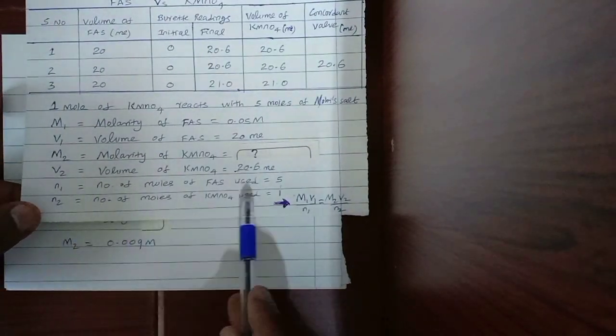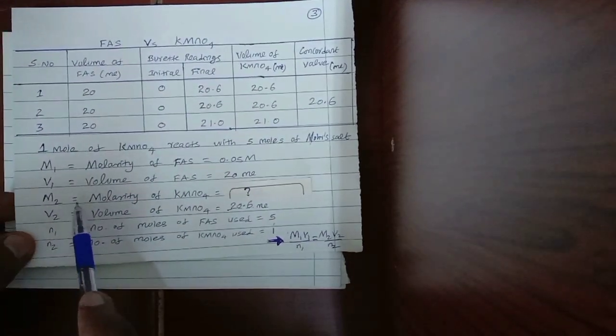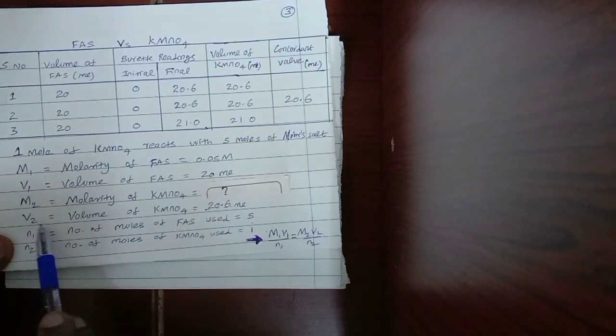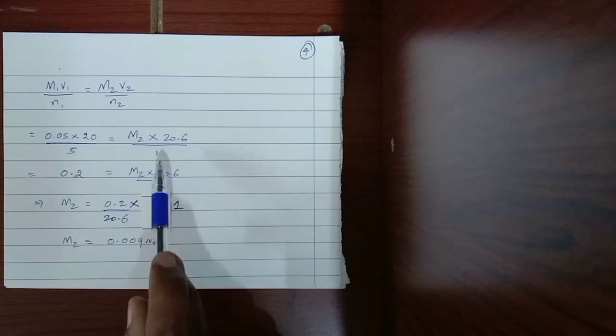Yeah, N1 it is 5. That only be written here, 5. Then M2, here we are going to find it. Then V2, the reading we got, 20.6, that we want to write it. Then N2 is here, it is 1.